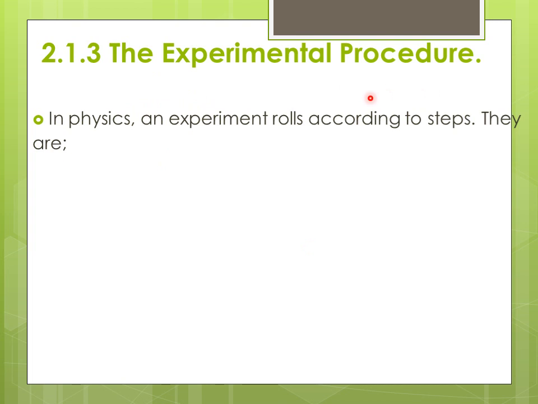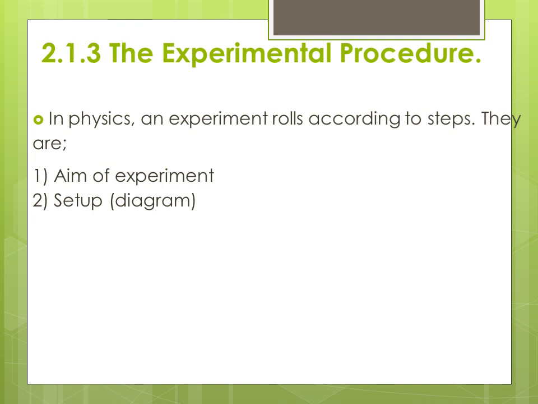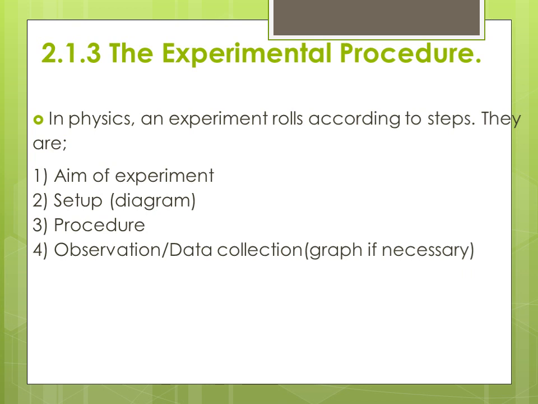The experimental procedure. In physics, an experiment follows steps. These are the steps that you report, the steps that experiments are carried out with, that we follow when we carry out the experiment. Step number one, we have the aim of the experiment. We have the experimental setup, which includes a diagram. We have the procedure. We have observation, which includes data collection and sometimes graphs.